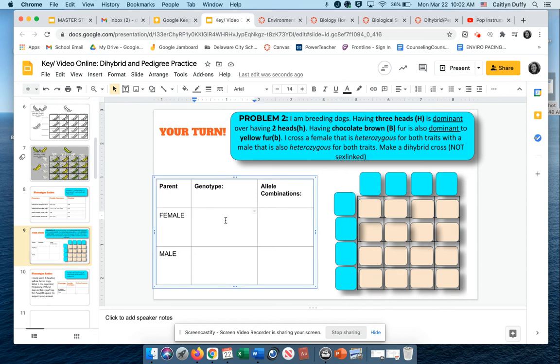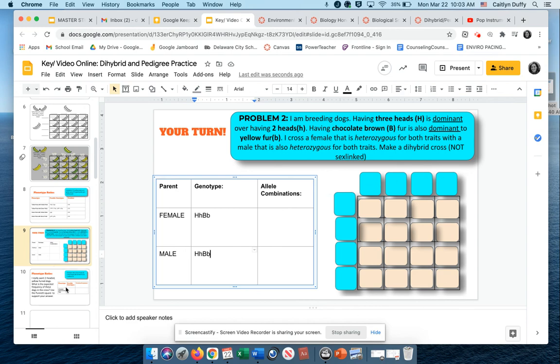So let's do the female first. Heterozygous for both traits. Big H, little h, big B, little b. Now, that means that this female is going to have 3 heads and chocolate brown fur, but she is a carrier for the recessive traits because she has those little b and little h. Same thing with the male. And I want you to figure out the allele combinations. Remember, big H, big B, big H, little b, little h, big B, little h, little b. And fill those out. Drop those allele combinations right here, and then fill out your chart.